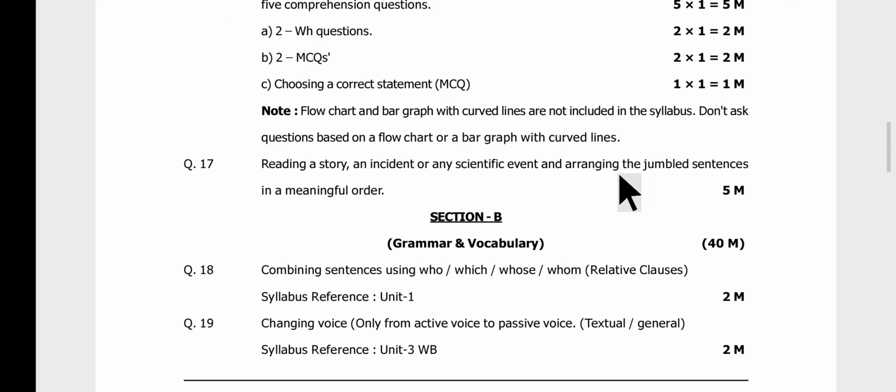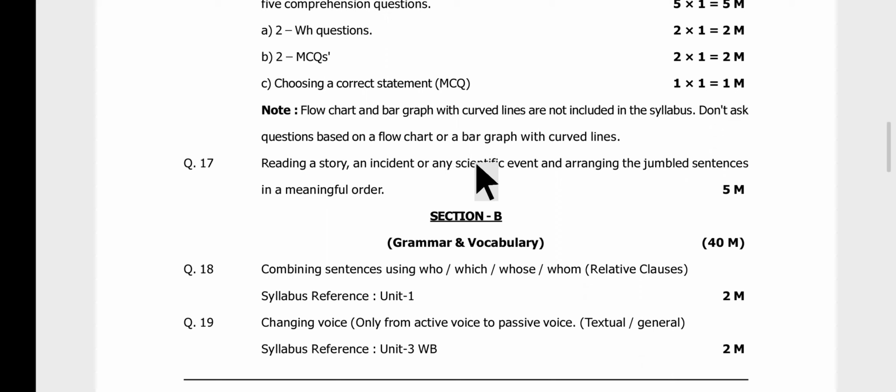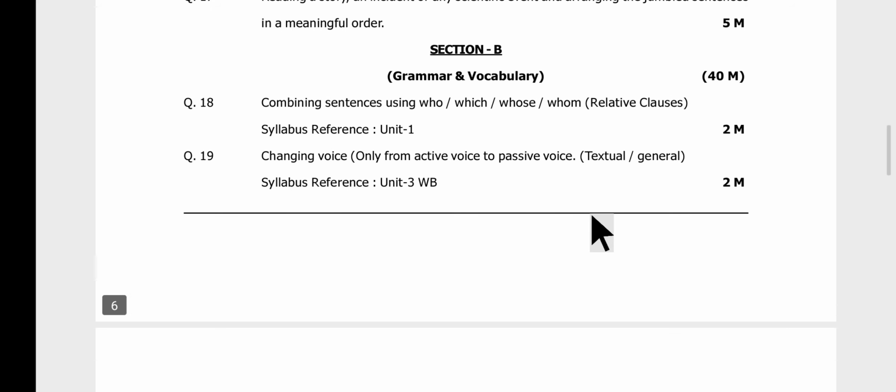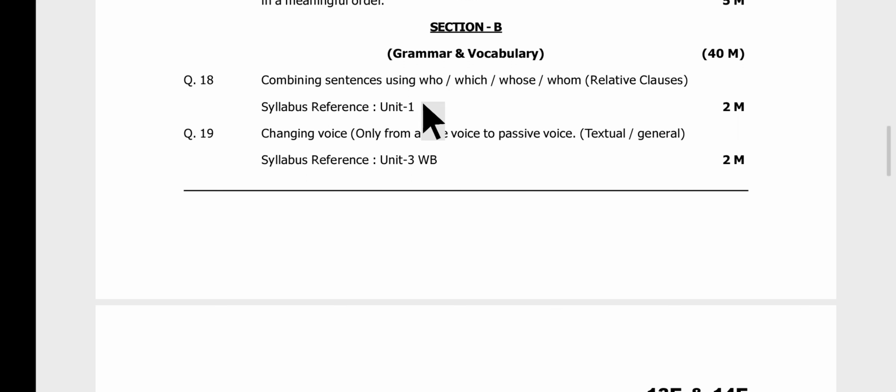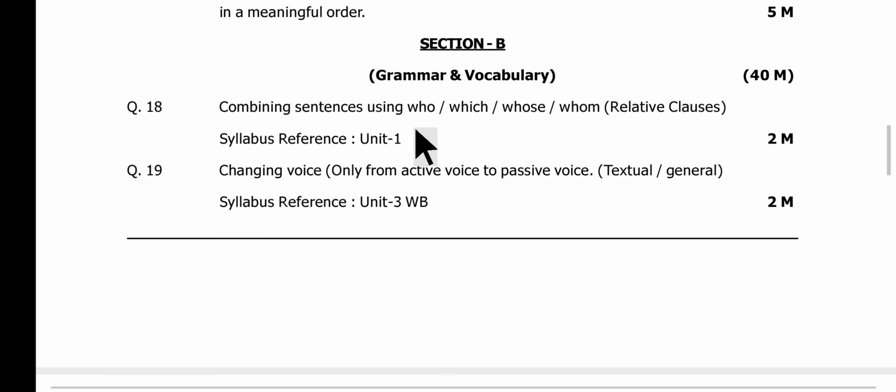Now lastly, question number 17, reading a story or incident or any scientific event and arranging the jumbled sentences. So this is section A. In section B we have, as usual, combining sentences using who, which, whose, whom, relative clauses, which figures in our first chapter of the CBSE textbook English. So unit 1 is the syllabus reference. So dear students, are you with me? Look at the type of question and where the question comes from. The syllabus source is also mentioned here.